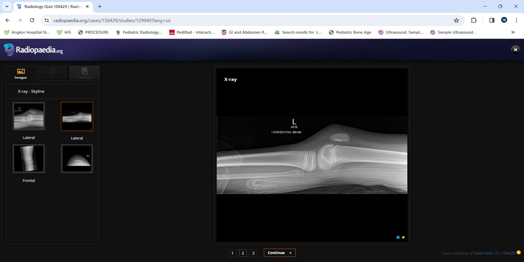So on the same lateral cross table view of the knee radiograph, we assess for another fracture on the other bony portions, but we cannot find any fracture.